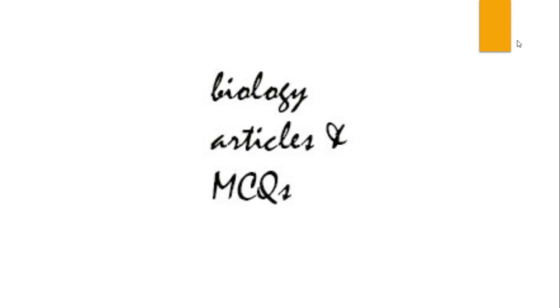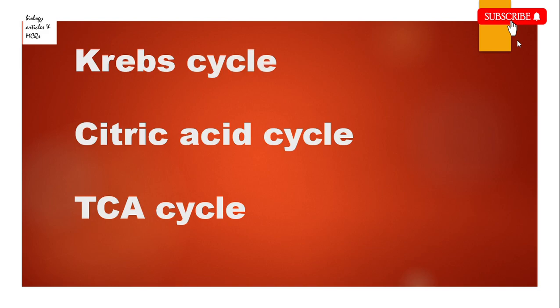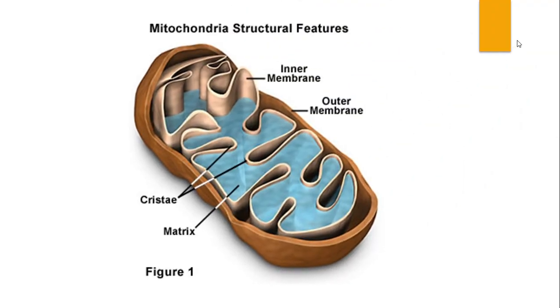Previously we were studying glycolysis, and now we are going to start the second step of cellular respiration, that is called the Krebs cycle, or it is also called the citric acid cycle or TCA cycle. First of all, we will learn where in the cell this cycle is occurring. So the Krebs cycle is occurring in the mitochondria.